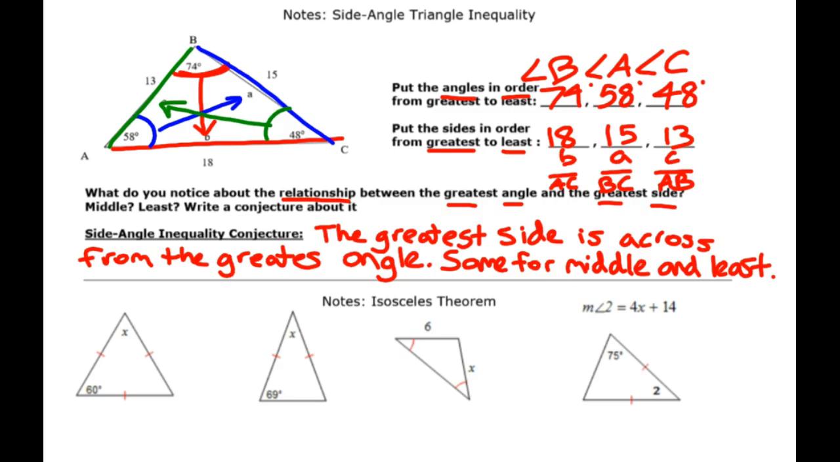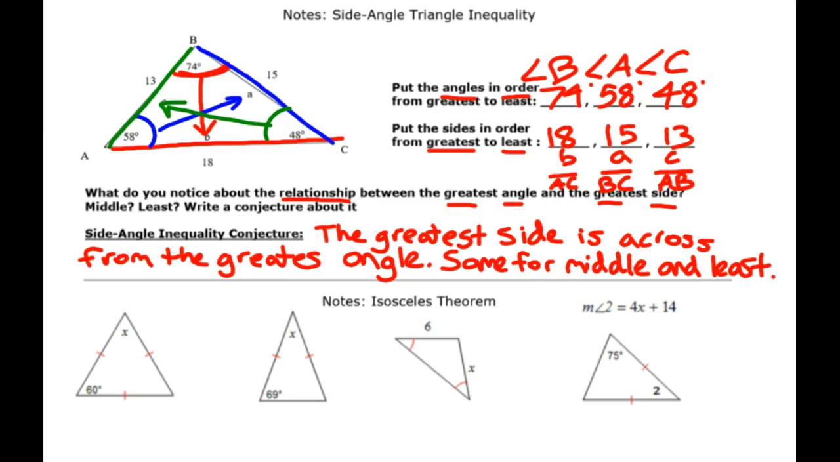Meaning the middle angle is across from the middle side, the smallest angle is across from the smallest side, or we call it the least. Okay? So from greatest to least, again, greatest angle across from the greatest side, middle angle across from the middle side, least angle across from the least side. Okay? So we're going to use that information when we do some practice here in a second. But that's called side angle and triangle inequality. All right? So that's one thing we're doing today.